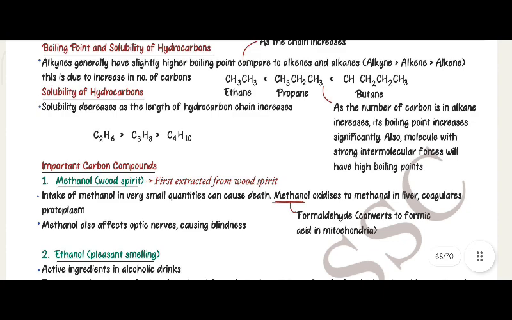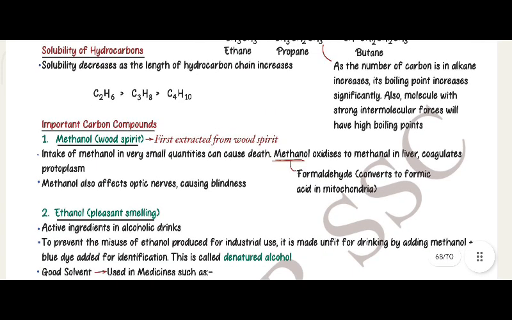Solubility of hydrocarbons. Solubility decreases as the length of the hydrocarbon chain increases. C2H6 is greater than C3H8, which is greater than C4H10.